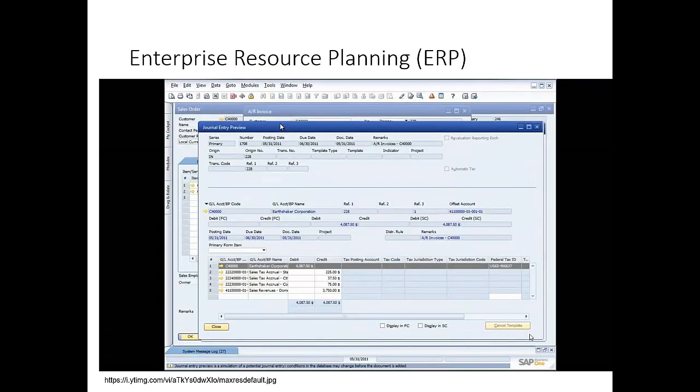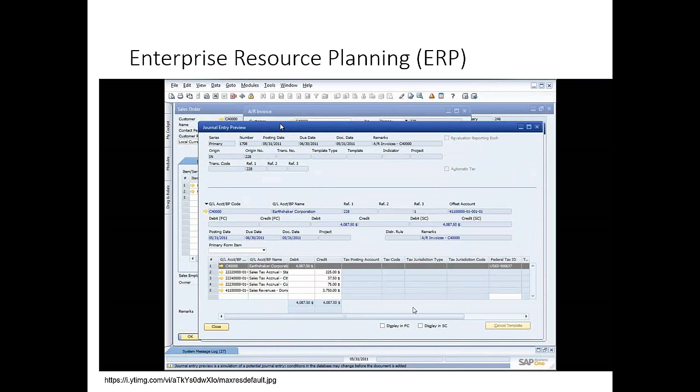ERP systems are actually usually a suite of applications meant to track various transactions across an entire institution. And in fact, many of the previous examples I just gave you could often be thought of as things that feed into an integrated ERP system. SAP might be one of the most common examples of a company that provides ERP solutions to organizations.